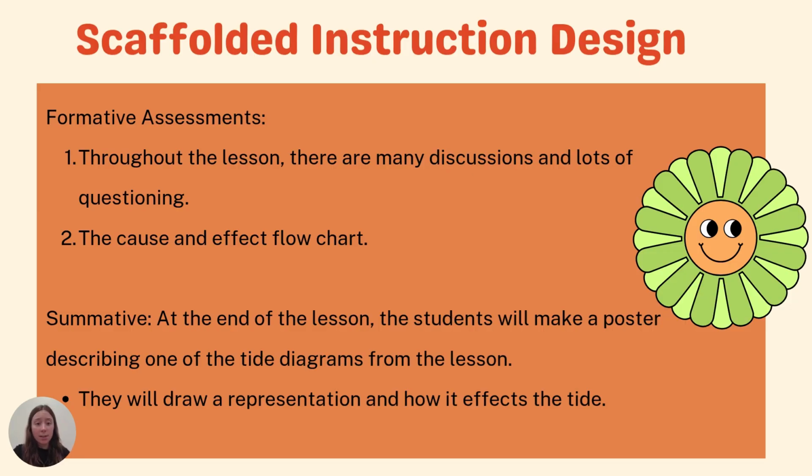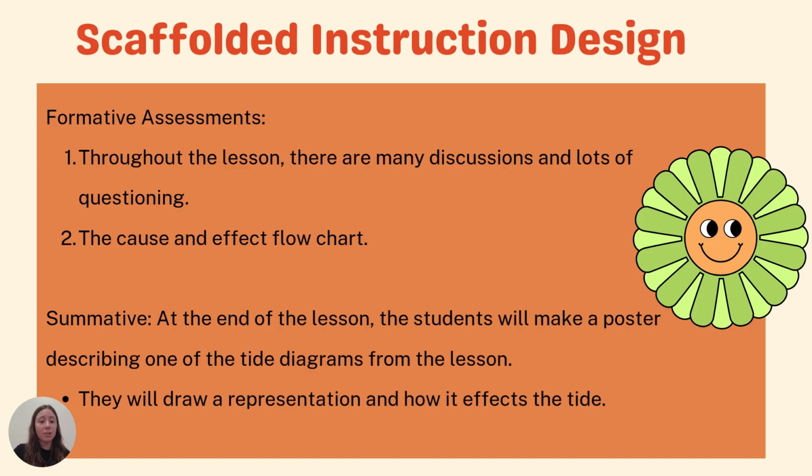And then for summative, at the end of the lesson, this is kind of main activity 3. The students will make a poster describing one of the tide diagrams from the lesson, and they will draw a representation of how it affects the tide, and they can use the article and the diagrams to make this. So this is scaffolded, and it's also not something that the students are writing all about. Instead, they can draw pictures, which is a lot more accessible.